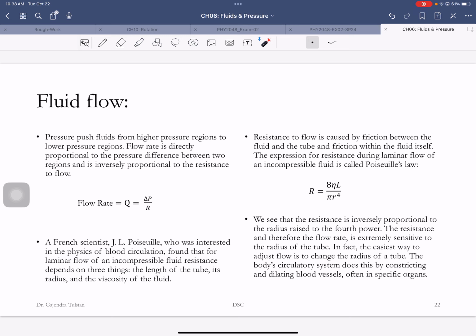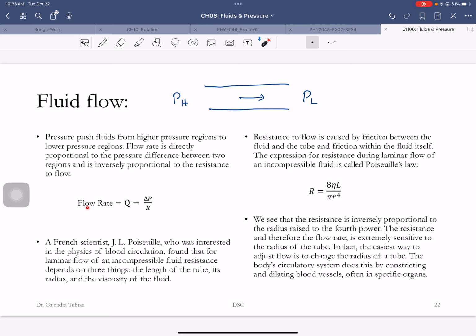So we'll be interested in making fluids flow. Your circulatory system makes blood flow through your body. So we'll be interested in making fluids flow through a tube. Again, to make a fluid flow, you have to have a high pressure here, low pressure there. And the flow rate is, let's say, how many gallons a minute are flowing and so on. That's the flow rate.